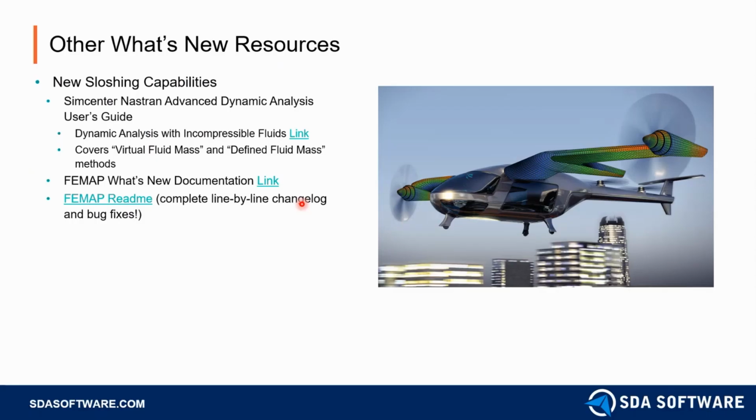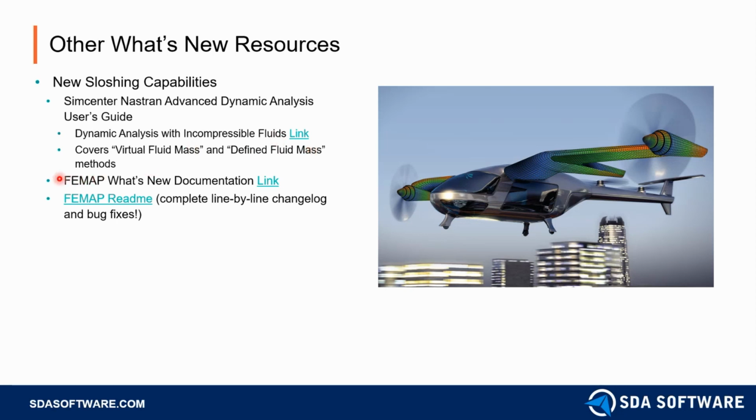All right, so that's it for this What's New webinar. I did collect some resources here, especially on the new sloshing capabilities. There's some really good content in the Nastran Advanced Dynamic Analysis User's Guide. It talks about when you would use the virtual fluid mass method versus the new defined fluid mass method, which again, the virtual fluid mass is where you pick the wetted structure, versus defined fluid mass is where you would actually mesh the fluid and then assign a region for the free fluid surface.